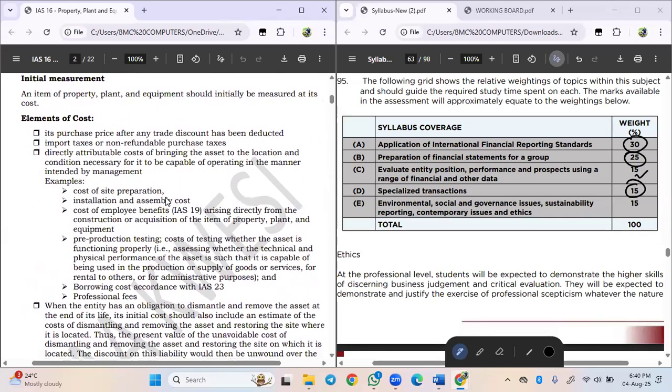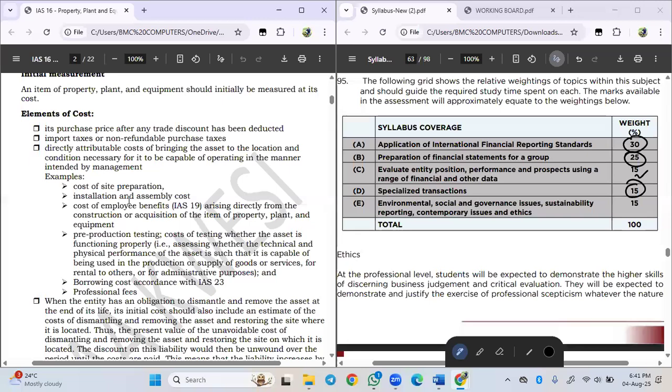With the initial recognition and measurement, initially you measure it at its cost. And for corporate reporting and financial reporting, to get the cost of an asset, you have to add certain things. We have some elements that you'll be required to use, mostly for FR. You'll be asked to find the cost of that asset. So first of all, we have the purchase price of that item. So that's the first one.